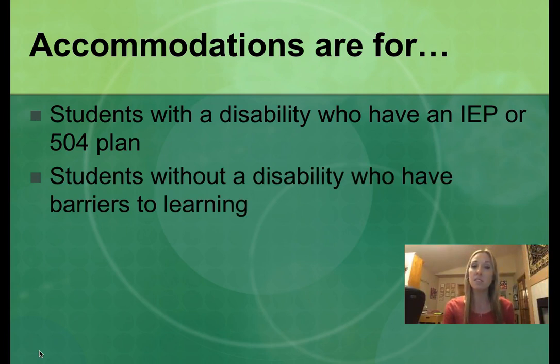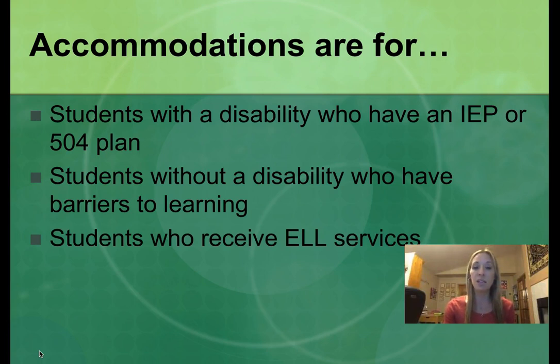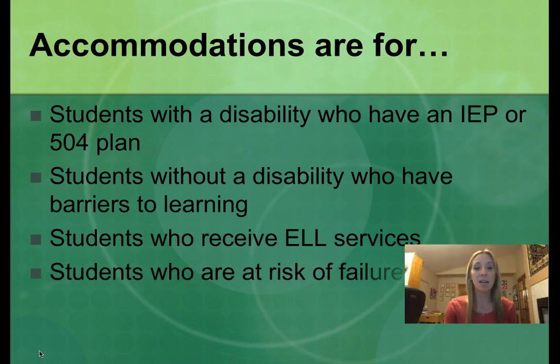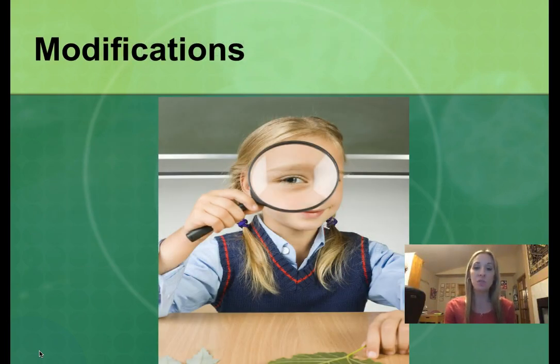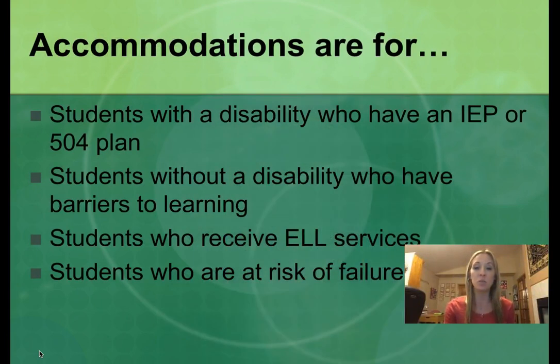Also, students without a disability who might have barriers to learning, and then students who receive ELL services, English language support services, and students who are at risk of failure. All of those students are basically eligible to receive accommodations. Now we're going to talk about, so if you're at risk of failure, an English language learner, if you have an identified disability, or if you're at risk.